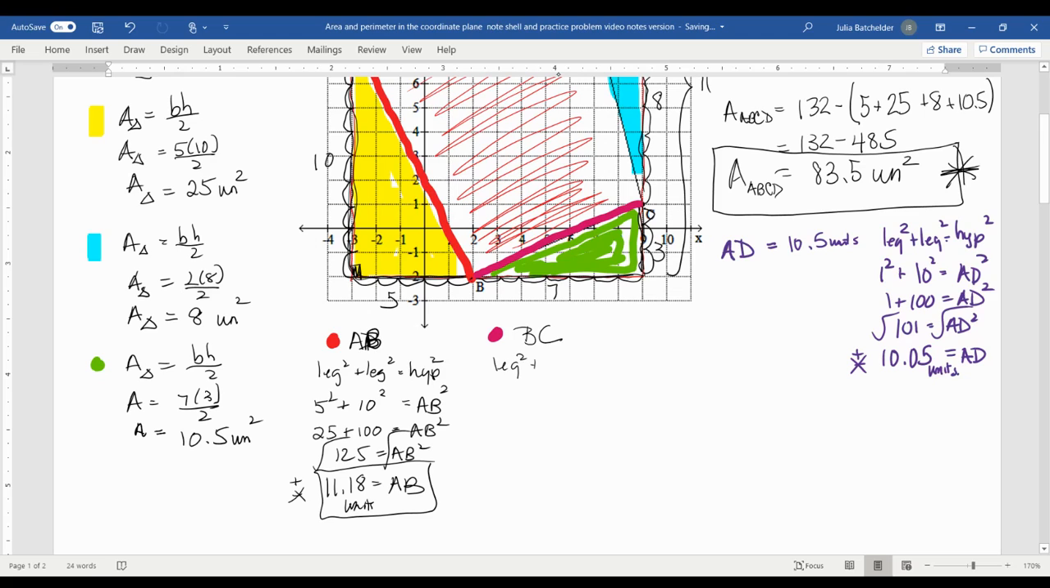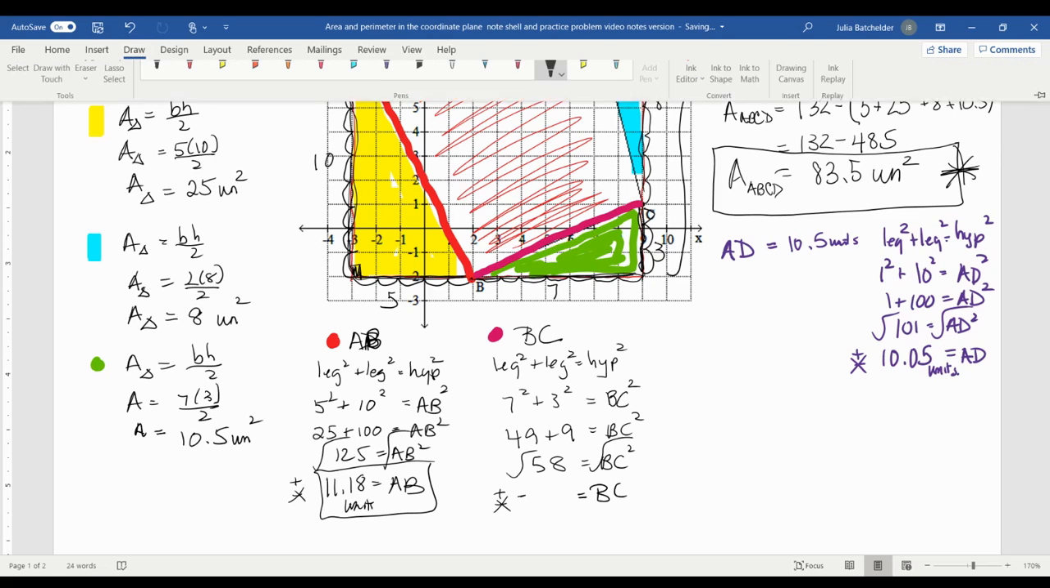So we're going to do leg squared plus leg squared is hypotenuse squared. And BC is our hypotenuse. So BC squared is going to be the hypotenuse squared. And the two legs are 7 and 3. So 7 squared plus 3 squared is BC squared. 49 plus 9 is BC squared. 58 is BC squared. And then we'll take the square root of both. And I'm getting 7.62. Would have been plus or minus, but negative length doesn't make sense.